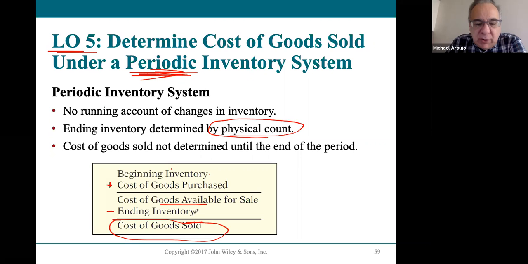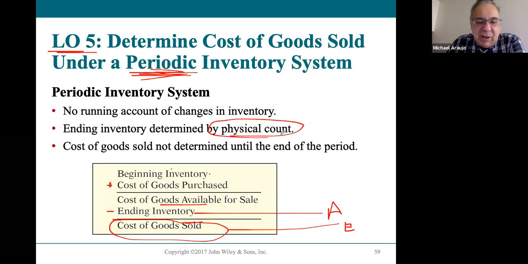Now, it's very important to understand the inventory number is important because it's an asset. Matter of fact, it's a current asset. And of course, we call it beginning and ending, but literally the account name is simply inventory. And then the cost of goods sold account, as you know, is an expense account.